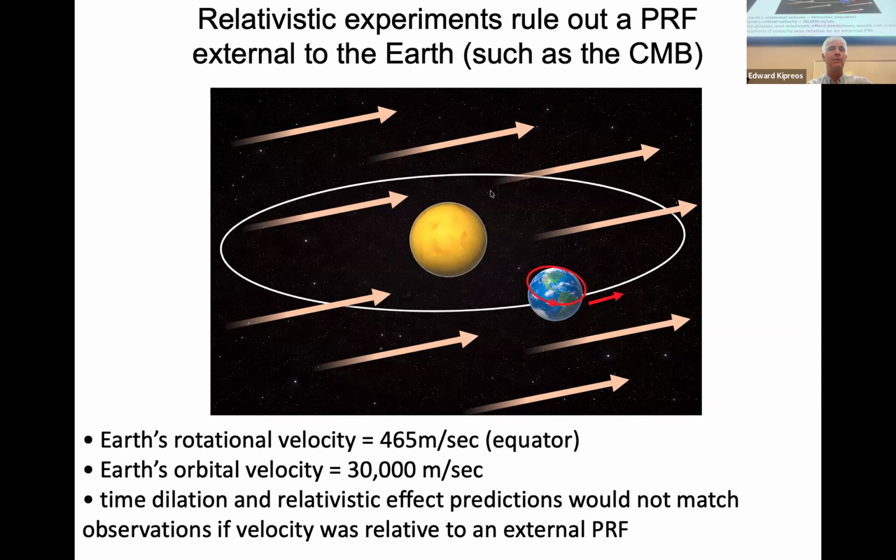And at other times, it's going to be moving against the CMB. So it's going to have a greater velocity against the CMB. So relativist experiments have said, we don't detect those changes in velocity, okay? So there is no external preferred reference frame that would work for alt.